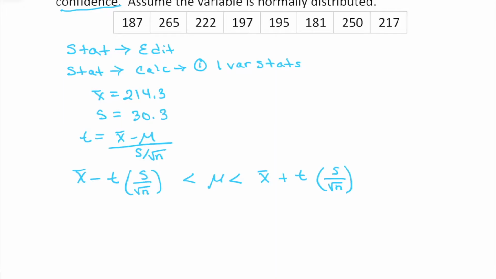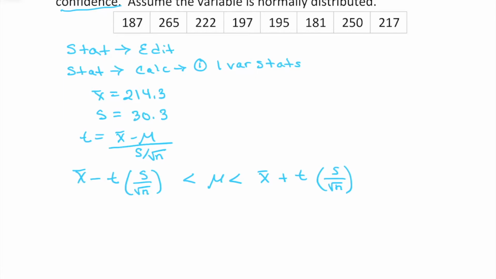We've already got our mean, or our x bar, and our sample standard deviation s. We know that n is 8 because we have 8 observations. The only thing that we're missing here is t. There's a couple ways that we can go about finding t. You can use your t-tables or you can use your calculator.